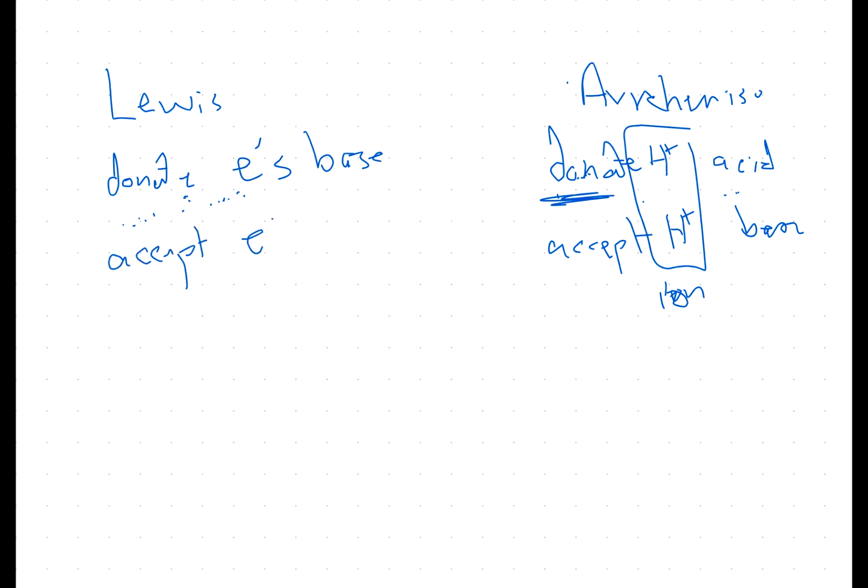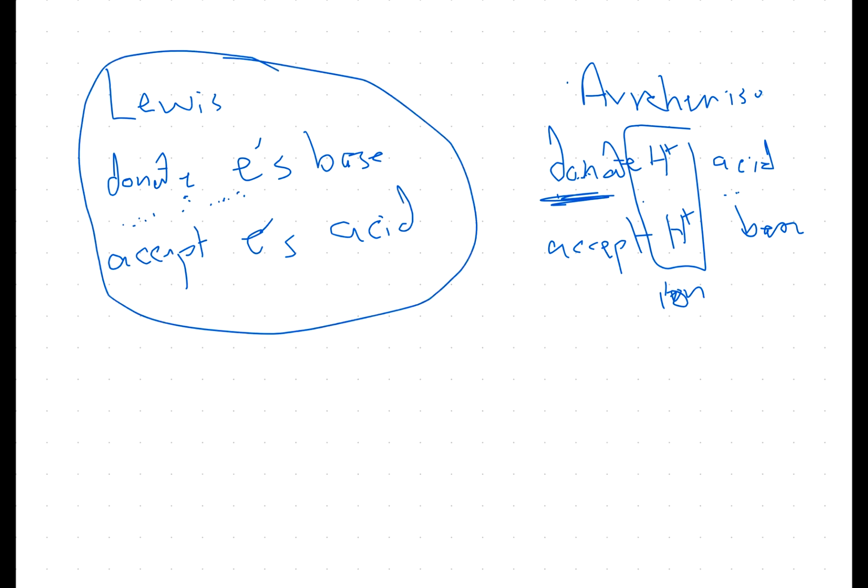Okay, regarding the Lewis, I just need this. I only want you to know what it is doing. Regarding the Arrhenius, you have to know who is the donor, who is the acceptor, and also how to write that equation and decide which one is the acid, which one is the base, the conjugate acid, and the conjugate base. Okay?